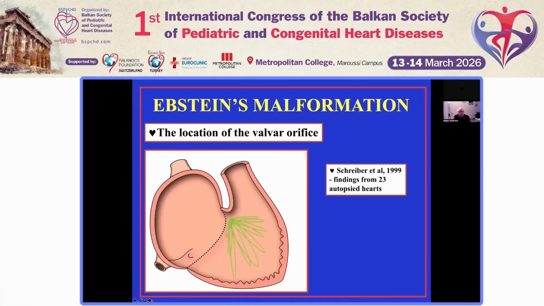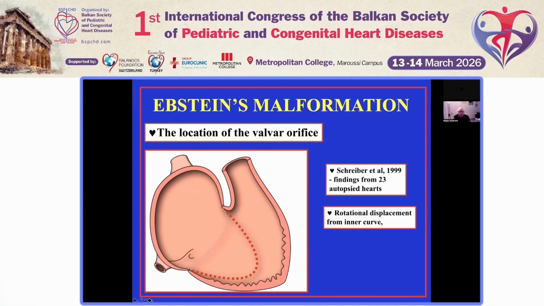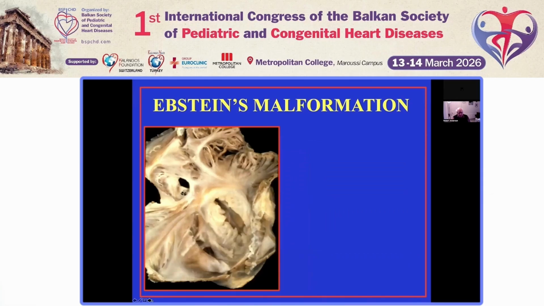But in this important work, which we conducted at the Brompton Hospital, Christian studied 23 autopsied hearts and showed that the abnormal orifice was rotationally displaced. We know that when you see it echocardiographically, you think it was downwardly displaced, but in reality, it is rotational displacement from the inner curve.